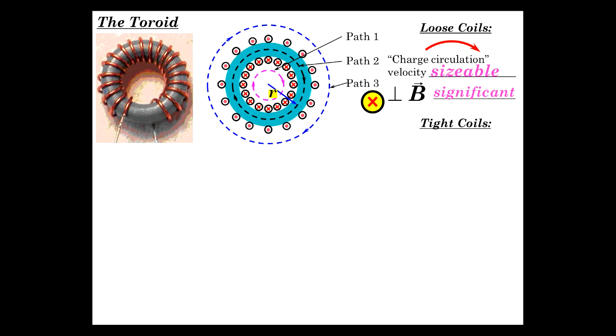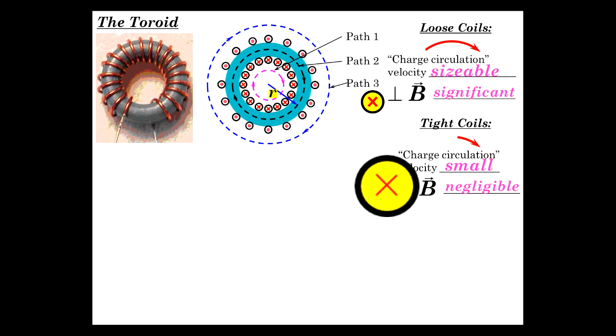Thumb points in. Now, if the coils are tight, then this is looping back and forth around here, and it doesn't get around the whole structure very quickly. So we have the tight coils. The charge circulation velocity is small in that case, and so the perpendicular B field is negligible. It's a little jigger.